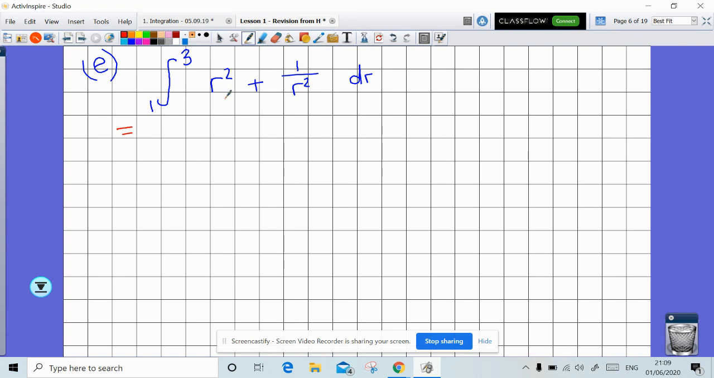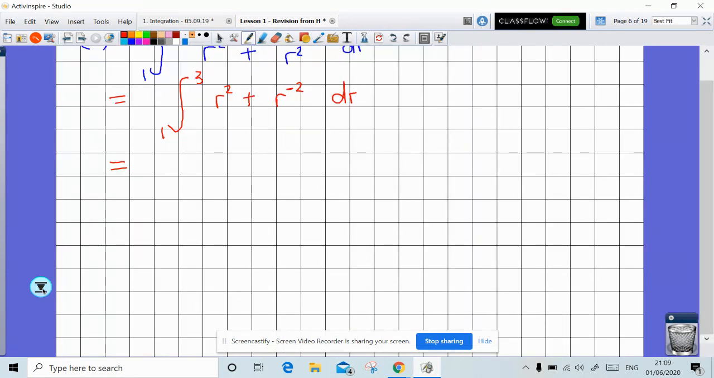What we're going to do is integrate them individually. So the r squared, that's good to go. However, the 1 over r squared, at the minute we cannot integrate that. We need to bring the r squared up to the top and make that a negative power. So everything else can stay the same. We're bringing this up to the top, so that's going to be r to the negative 2 dr. Now we're ready for integration.